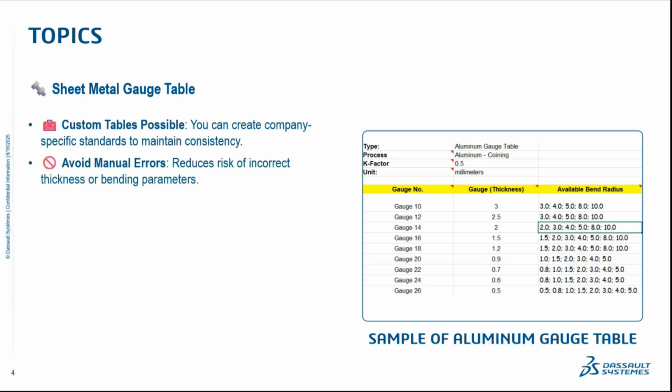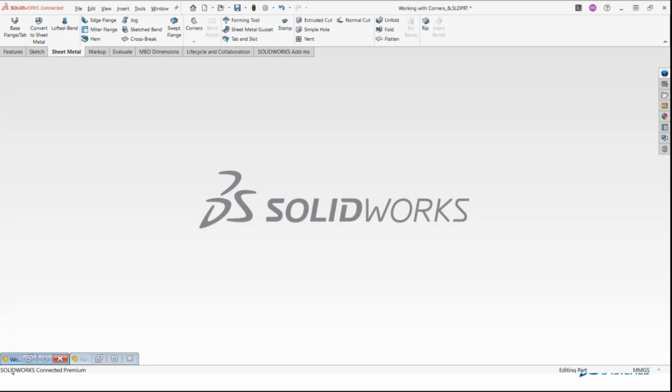This will help us avoid manual errors, incorrect thicknesses or bending parameters. You can be 110% sure that the gauge tables are going to call out the parameters that you have applied in it, and you are going to get the best of it. So let's move to my SolidWorks screen and see how we can do that.